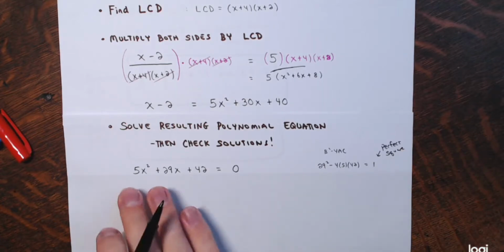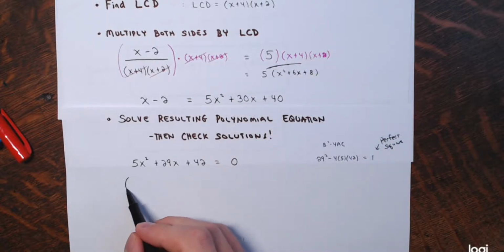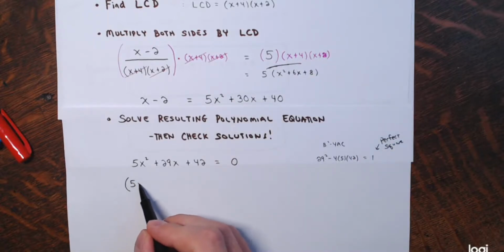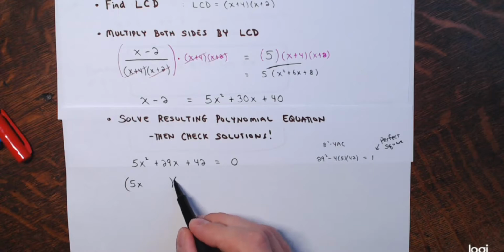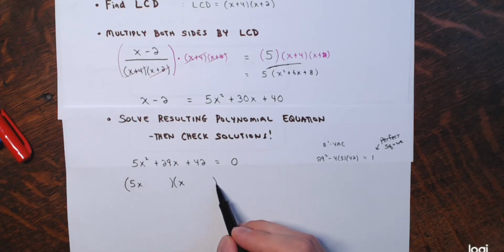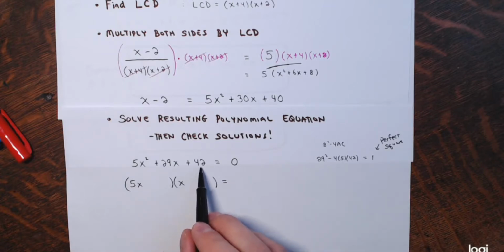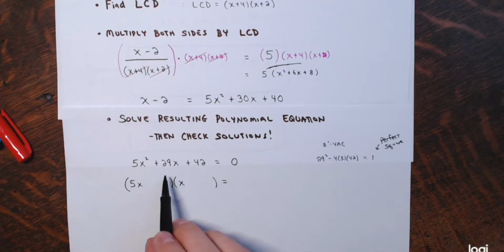All right, so that means that this is factorable. I can break this up. One factor's got to have 5x, the other factor's got to have just 1x to give me the 5x squared. Then I need to break up 42 so that when I FOIL, I'll get 29x.